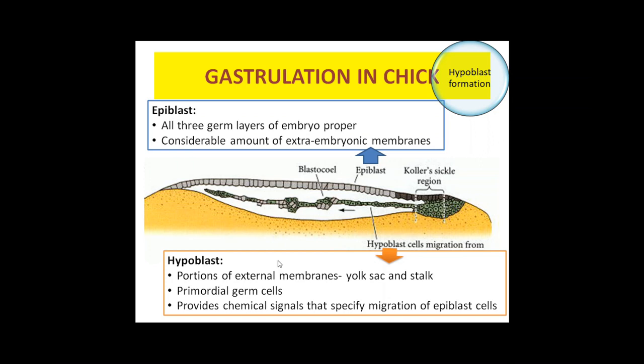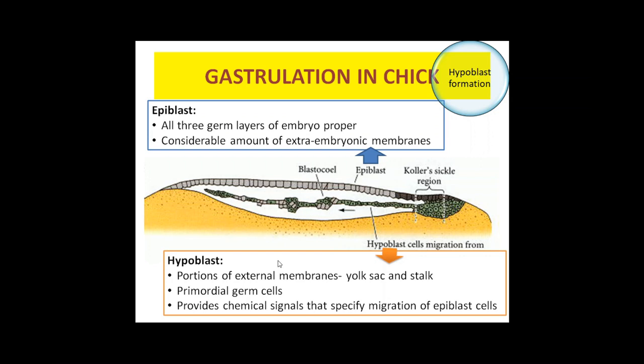The epiblast gives rise to all the three germ layers of the embryo proper and a considerable amount of extraembryonic membranes, while the hypoblast gives rise to portions of external membranes, including yolk sac and stalk, primordial germ cells, and it also provides chemical signals which specify migration of epiblast cells.